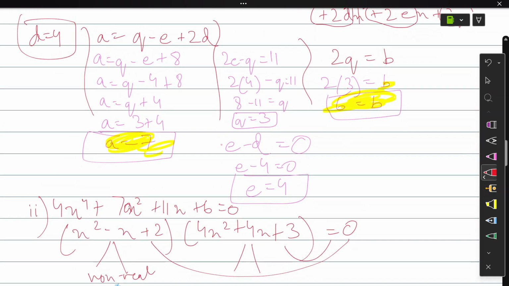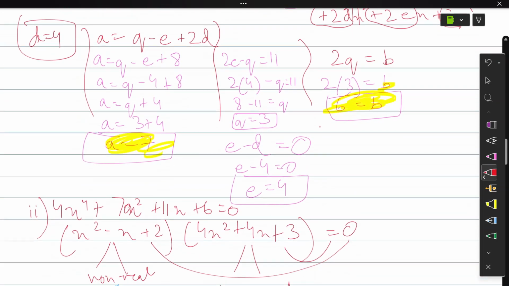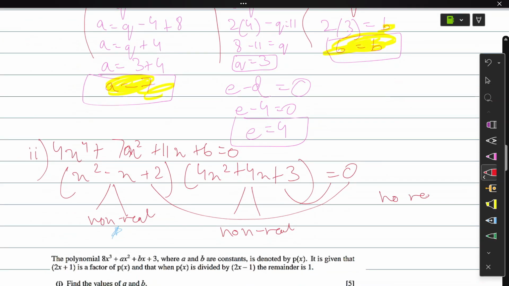Okay, so what mistake am I making? This can't happen. Yeah, I don't think there's a mistake. These are non-real as well. There are 0 roots of it. Find the real roots. There are no real roots. No real roots, people.